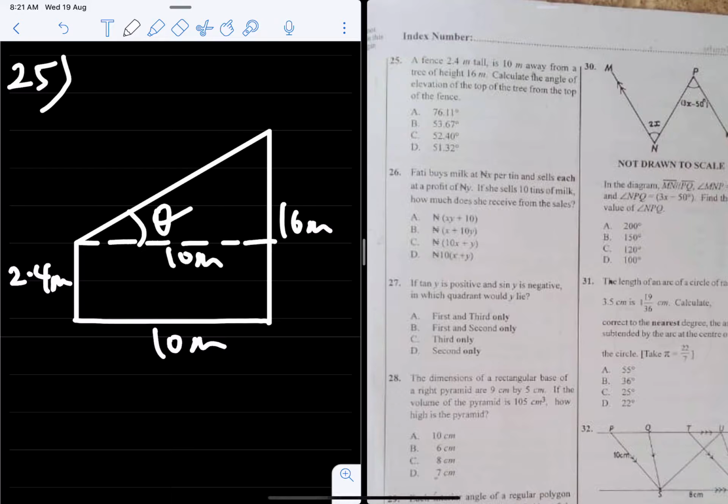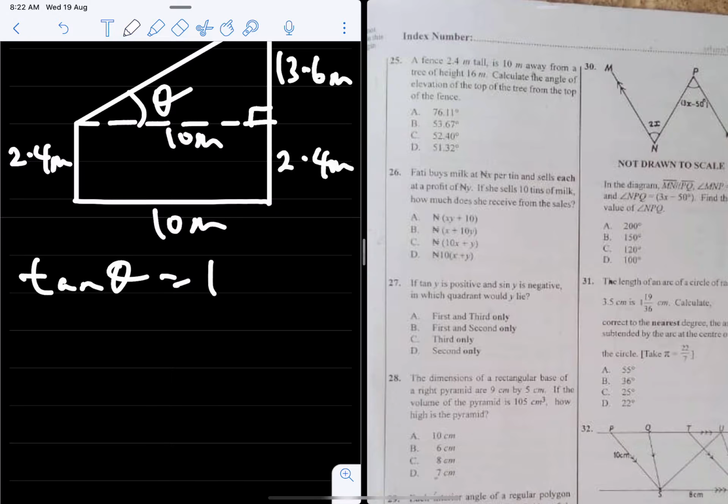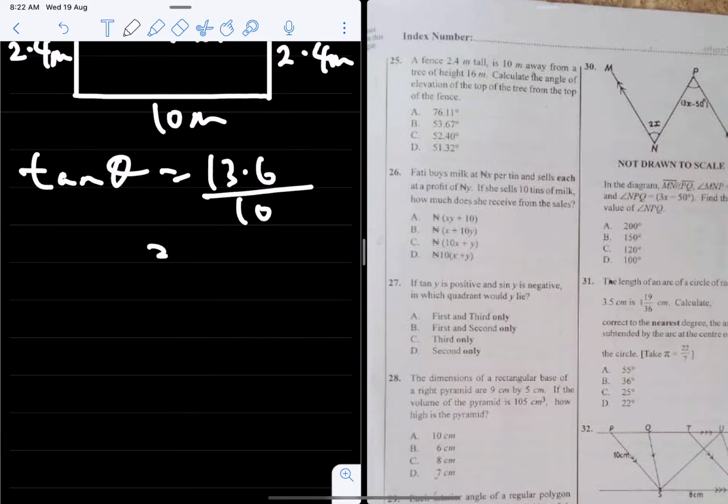Let's call it theta. So if the height of a tree is 16 meters, that means this is going to be 2.4, and this will be 13.6 meters. So, of course, this is the right angle. Now, tan theta is going to be opposite, which is 13.6 over adjacent over 10, and that's 1.36.